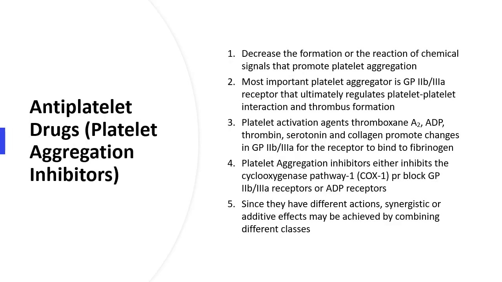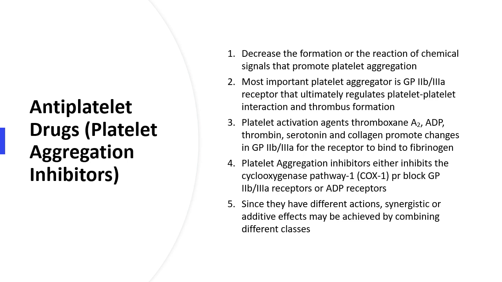One of the most important drugs used to treat ischemic cerebrovascular disease are antiplatelet drugs or platelet aggregation inhibitors. They decrease formation or the reaction of chemical signals that promote platelet aggregation. The most important platelet aggregator is the GP2B3A receptor that ultimately regulates platelet-to-platelet interaction and thrombin formation.